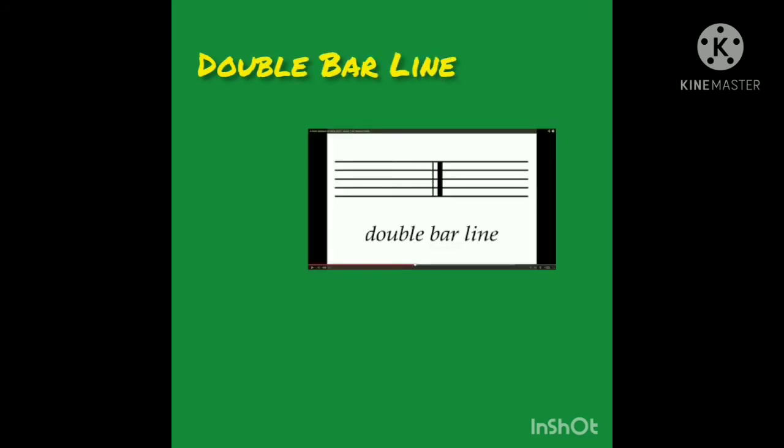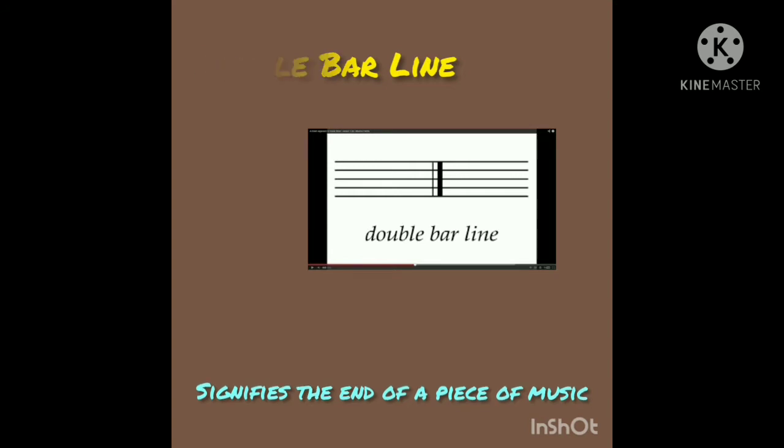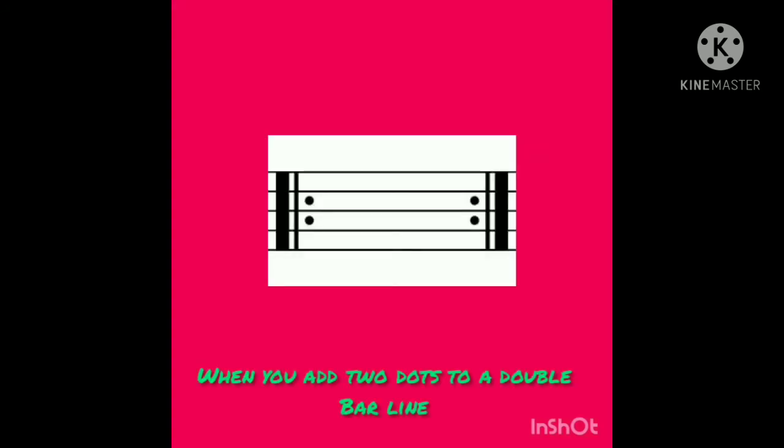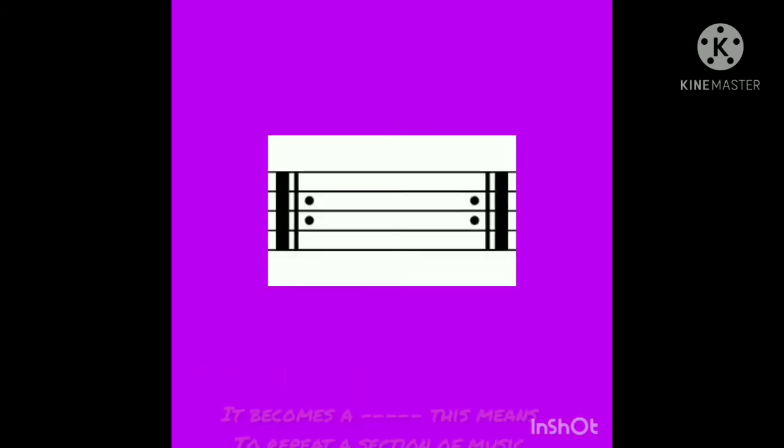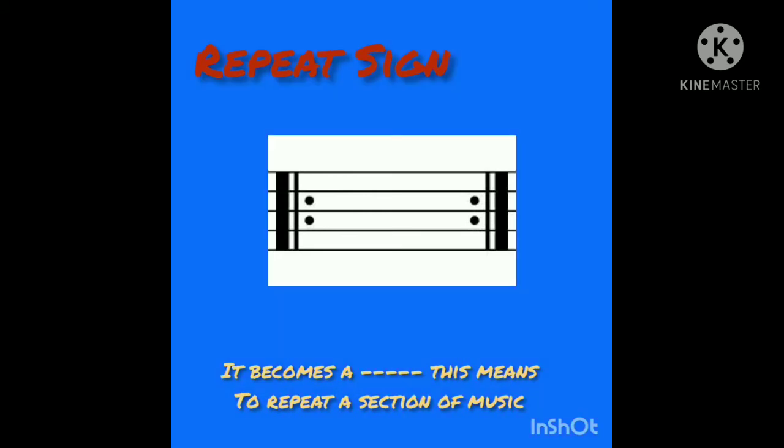A double bar line signifies the end of a piece of music. When you add 2 dots to a double bar line, it becomes a repeat sign. This means to repeat a section of music.